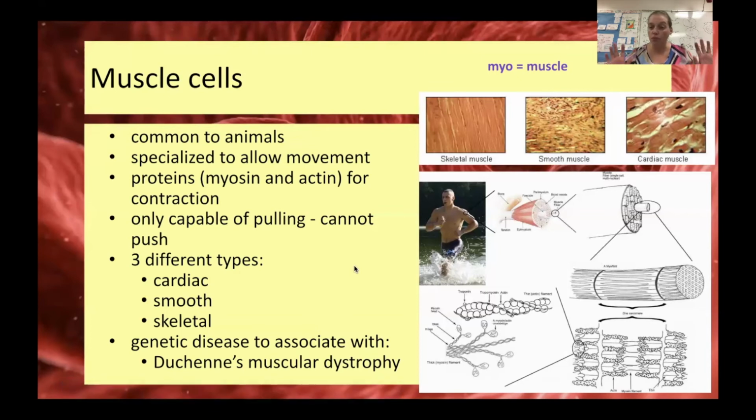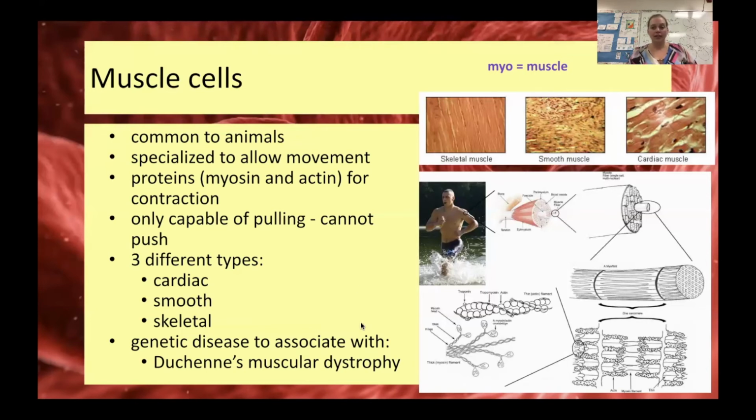So even when you do a push-up, it's these muscles on the back that are pulling your arm straight and pushing you off of the ground. So still, even though, yes, you are pushing on something, it's these muscles back here that are pulling to allow you to make that motion.